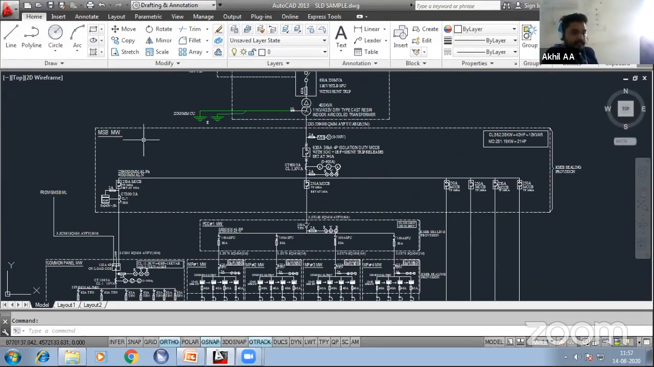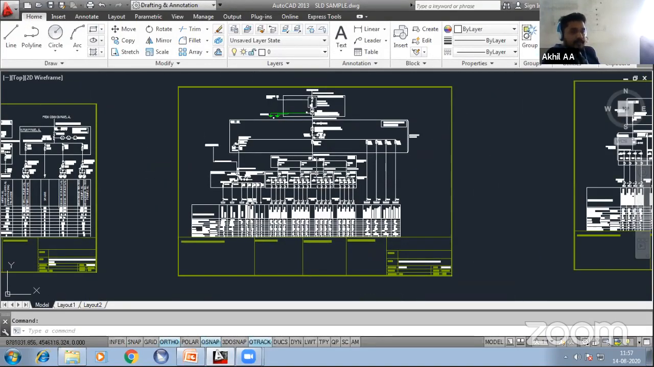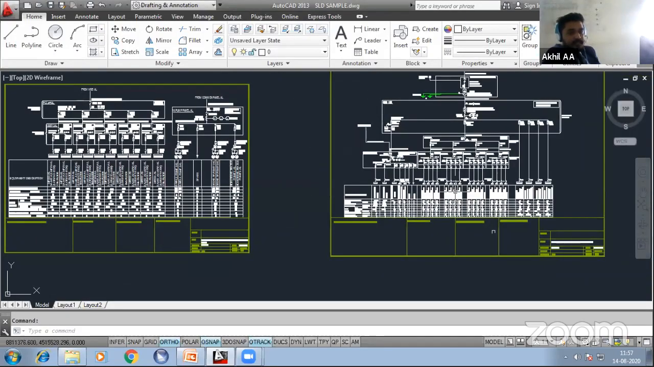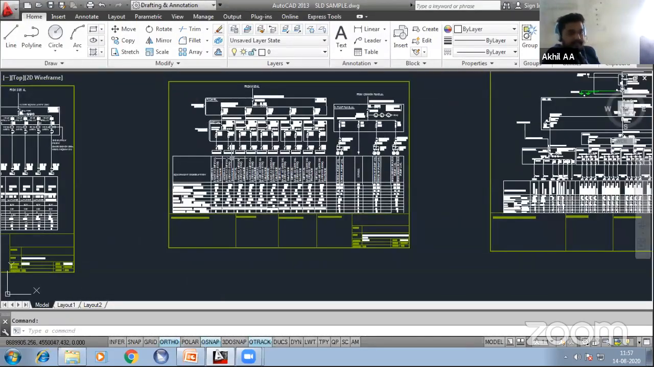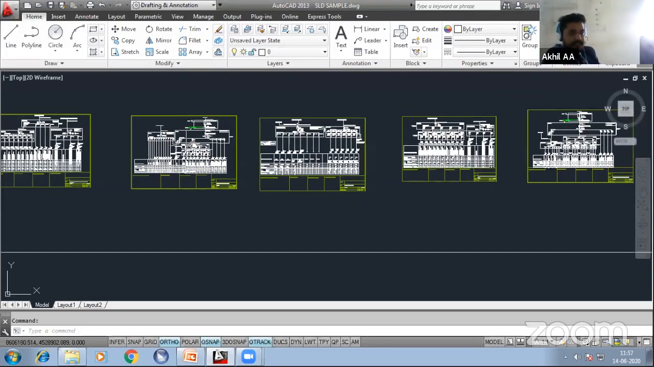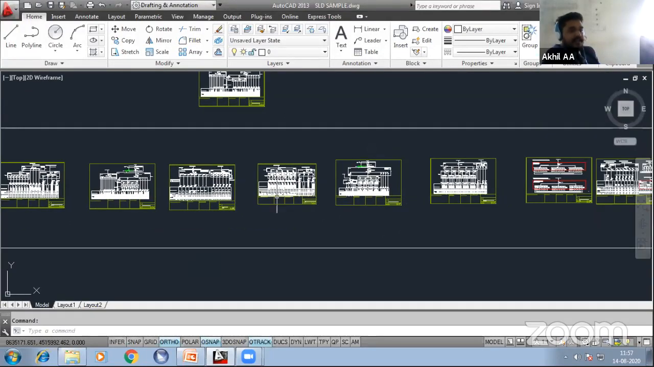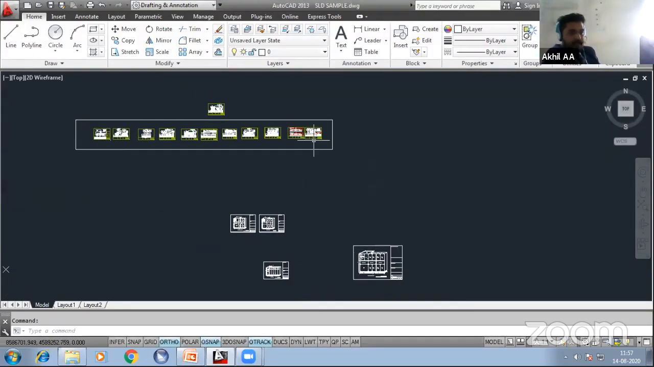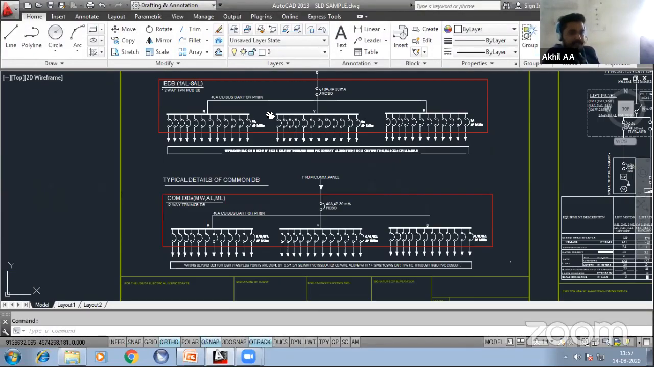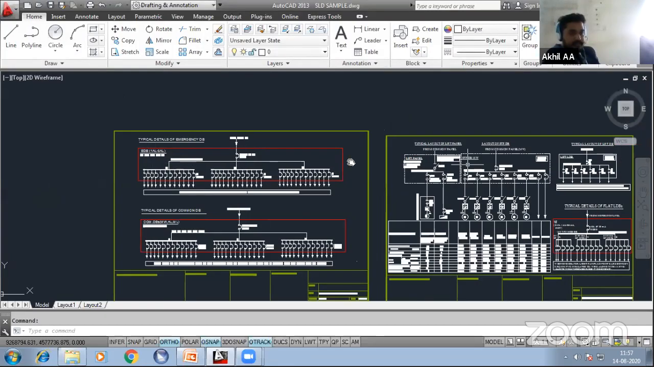MSBMW, that is tower 3. Okay, we have developed all the details like the sub panels, the main panels, everything. So this is a typical arrangement of a single line diagram, and the final distribution board will be looking like this.